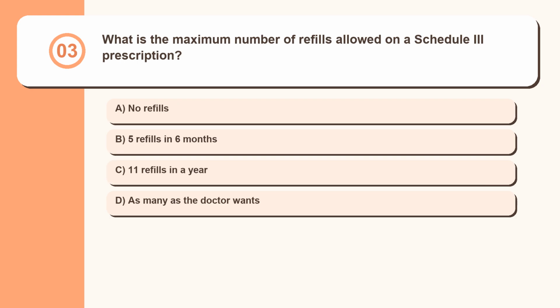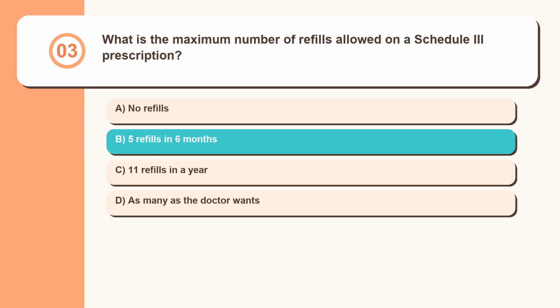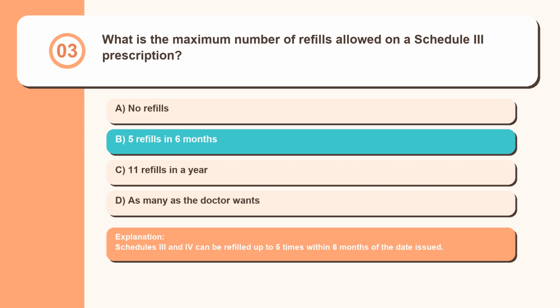Question 3. What is the maximum number of refills allowed on a Schedule III prescription? No refills, 5 refills in 6 months, 11 refills in a year, as many as the doctor wants. Schedules 3 and 4 can be refilled up to 5 times within 6 months of the date issued.